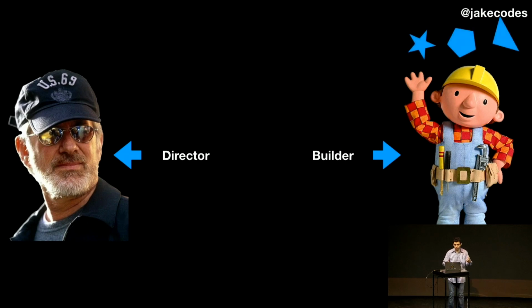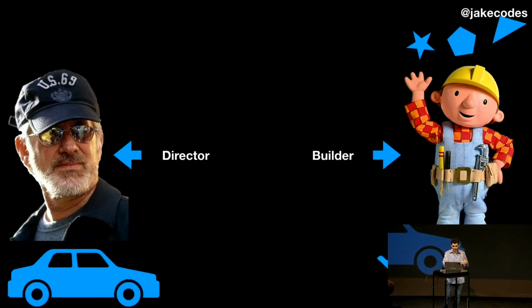And your builder has all these parts. If he's building a car, he would know how to make the door, the steering wheel, the brake, the gas. He would know how to make all these individual parts. And the director would say, I would like a sports car. So after the builder puts all those pieces together, as the director asks, then you get yourself a sports car.